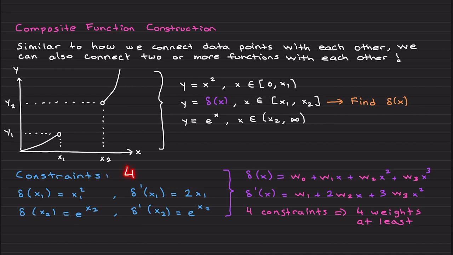Since we have 4 constraints, I need to construct a delta that has 4 weights. This is the delta prime, taking the derivative you obtain here, taking the derivative you obtain here. Don't forget, 4 constraints means at least 4 weights. I am doing the same thing as for connecting data points, but in this case I am connecting functions with each other.